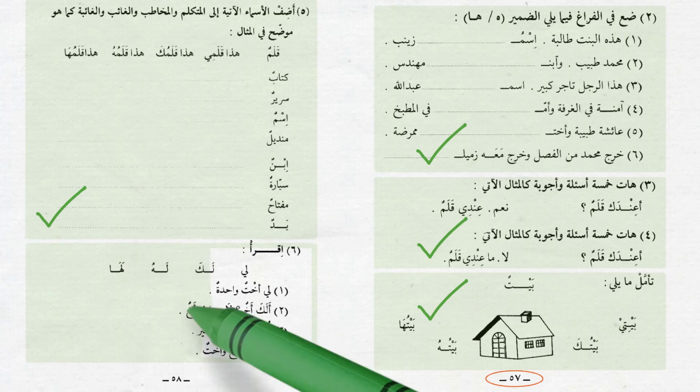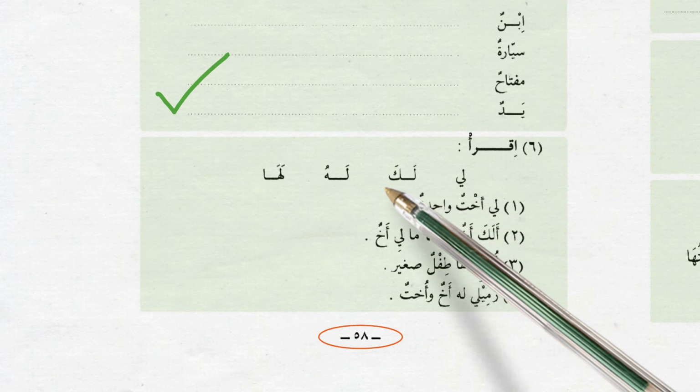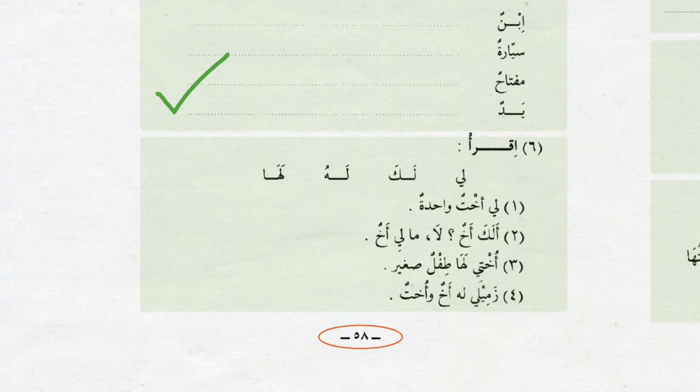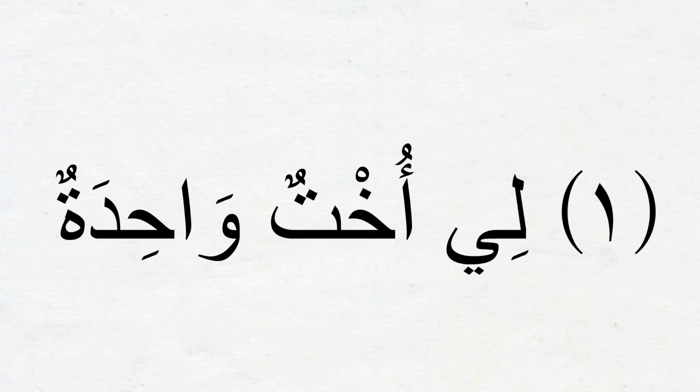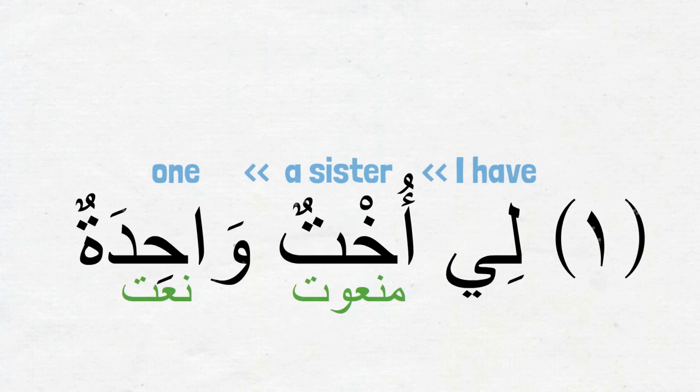I think we are ready to start going through exercise 6 on page 58. We just learned about لي, لك, له, and لها. We are going to see the usages of these jar wa majrur combinations in a few sentences of this exercise. The first sentence is لي أخت واحدة. I have one sister. Here, لي means I have. أخت is a sister. And the ism واحدة is a new word and it means one. واحدة is coming as مؤنث with ta marbuta ending because it is نعت for أخت, which is the مؤنث ism.